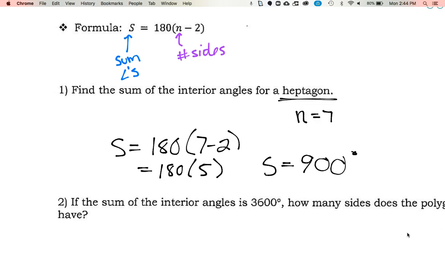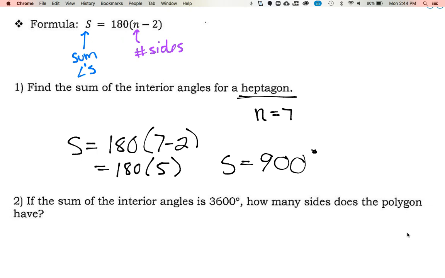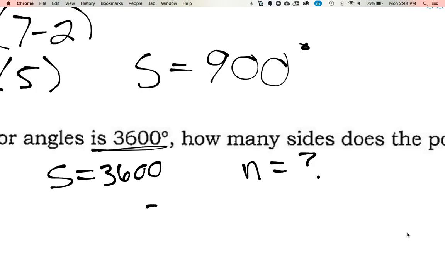I can give it to you the other way here. So for number 2, it says the sum of the interior angles. So now they're telling us this is what S equals. We want to know how many sides. So they're asking the question backwards. So 3600 equals 180 times n minus 2.